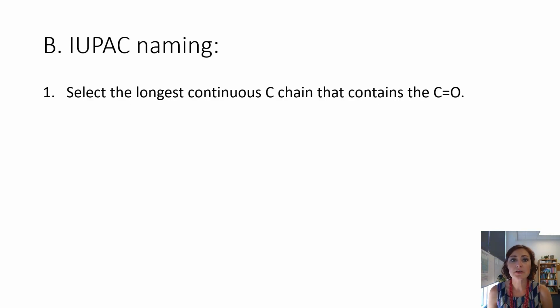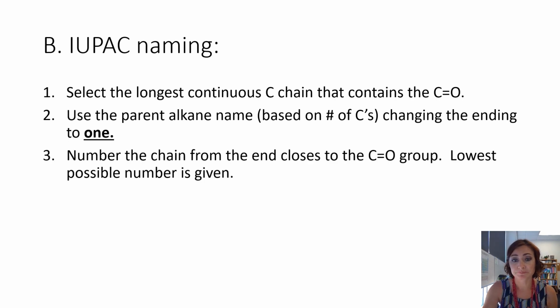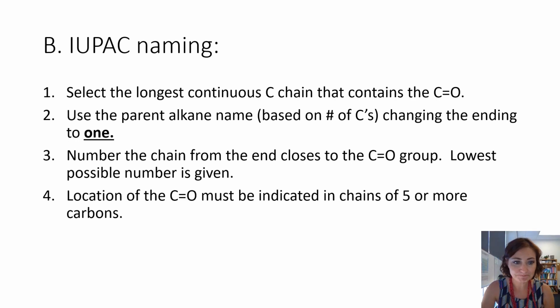All right, so we're going to begin on naming where we always begin. You are going to start by selecting the longest continuous carbon chain that contains the carbonyl. You're going to use the parent alkane name based on the number of carbons, and you're going to change the ending to -one. So for example, if this is butane, 4 carbons with a carbonyl in the middle, then you are going to call it butanone. You're going to number the chain from the end closest to the carbonyl group. So you want to give the carbonyl priority and give it the lowest number possible. That means you may have to count from left to right, right to left, up, down. Make sure that you're giving it the lowest number you possibly can.